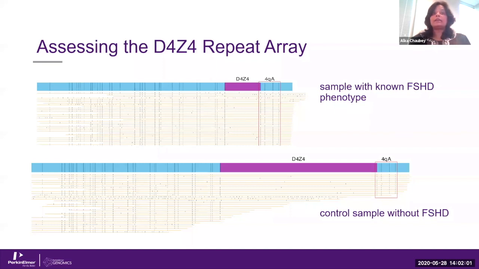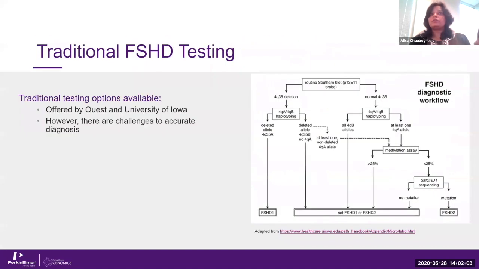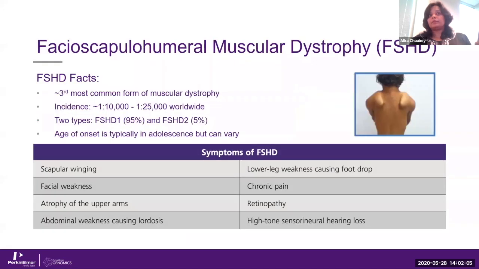And the mosaic will actually lead to considerable phenotypic variability, which you see over here. Some of the common symptoms, some of the milder symptoms, and some of the unique, just overlapping symptoms with other muscular dystrophy.